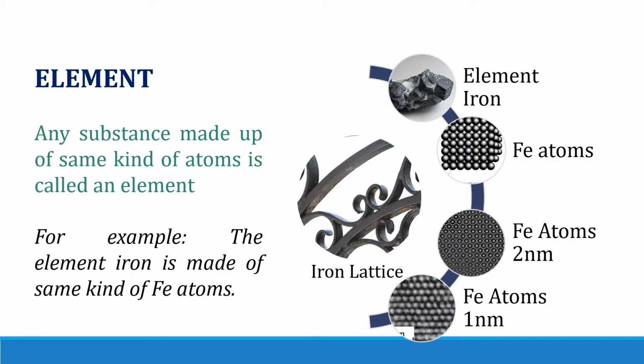Now let's learn what these elements are made of. They are made of the same kind of atoms. For example, let's look at the element iron. Iron is made of the same kind of iron atoms which are identical in shape, mass and other properties. On your right, let's look into what an iron lattice is made of. It's made of the element iron, which is made up of atoms of iron. With a closer look using an electron microscope, we can see the arrangement of iron atoms on the scale of 2 nanometer and 1 nanometer.